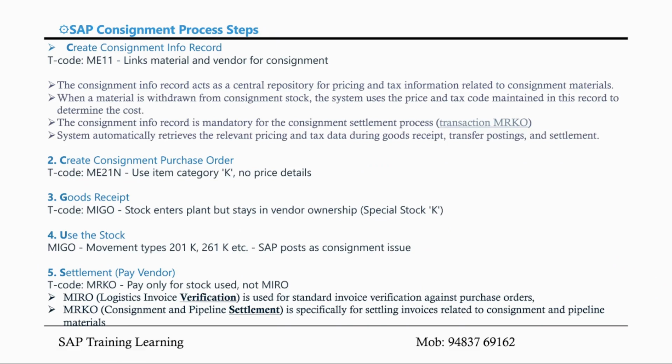It starts with creating the consignment info record, and this step links that particular material with that vendor for consignment stock. This mainly stores price and tax information, which we use during goods receipt, transfer postings, and settlements. Once your info record is ready, you can create the consignment purchase order.